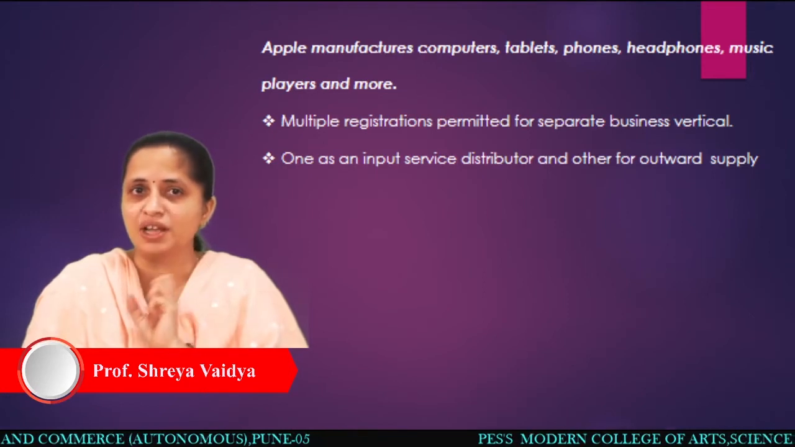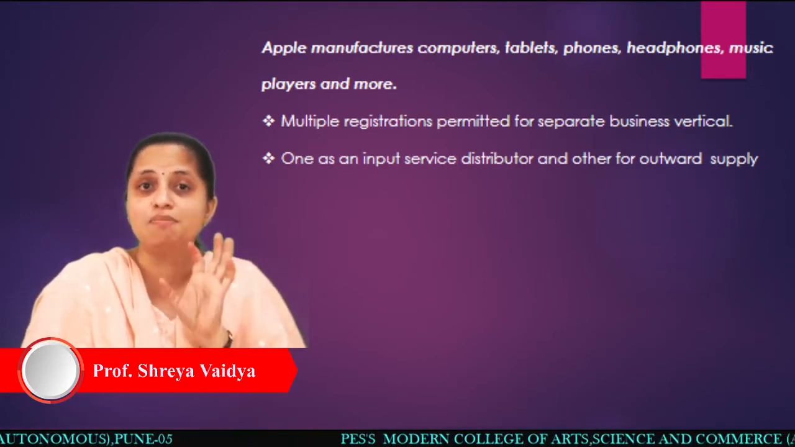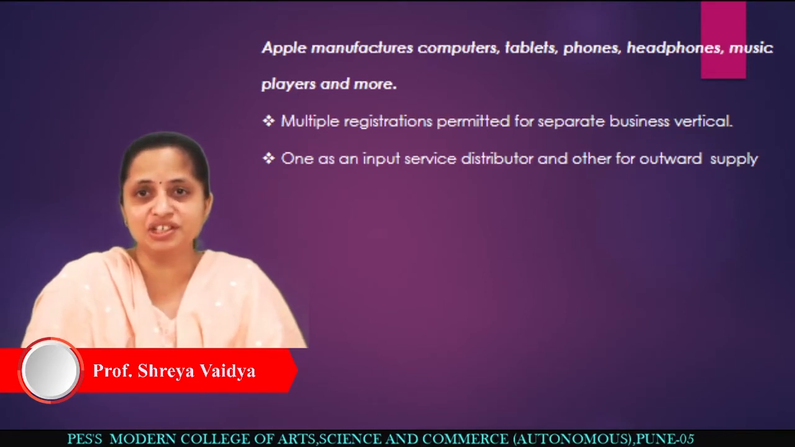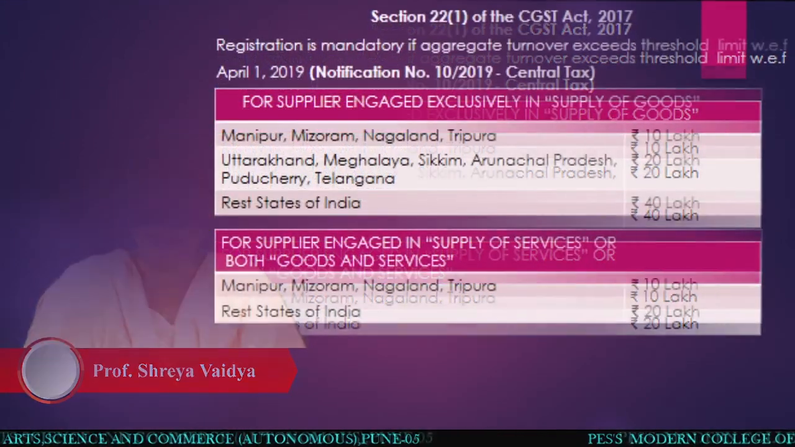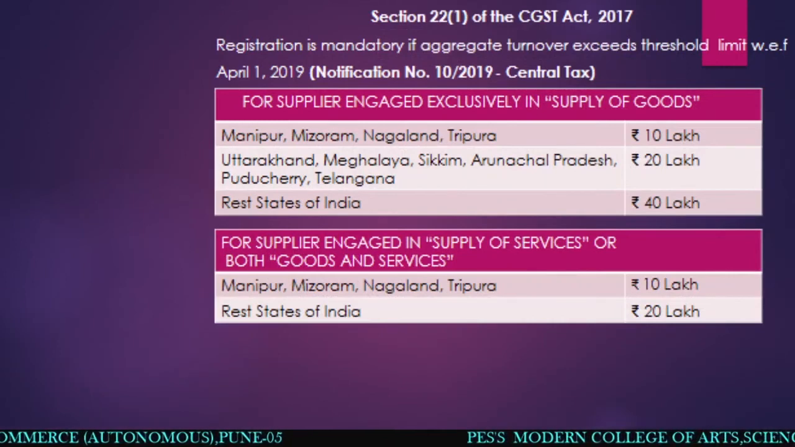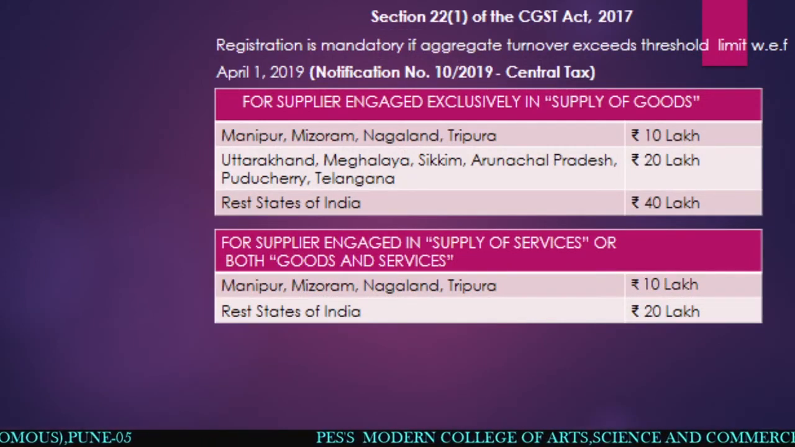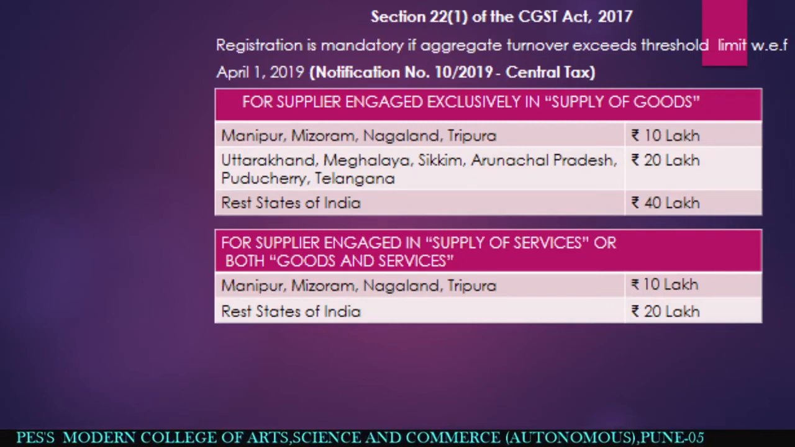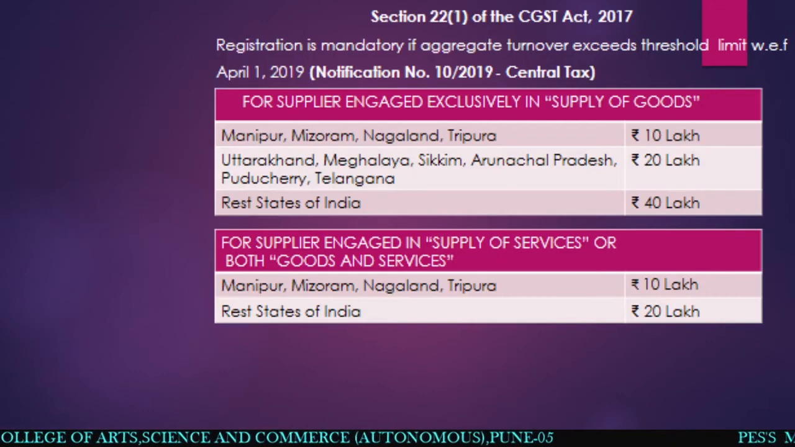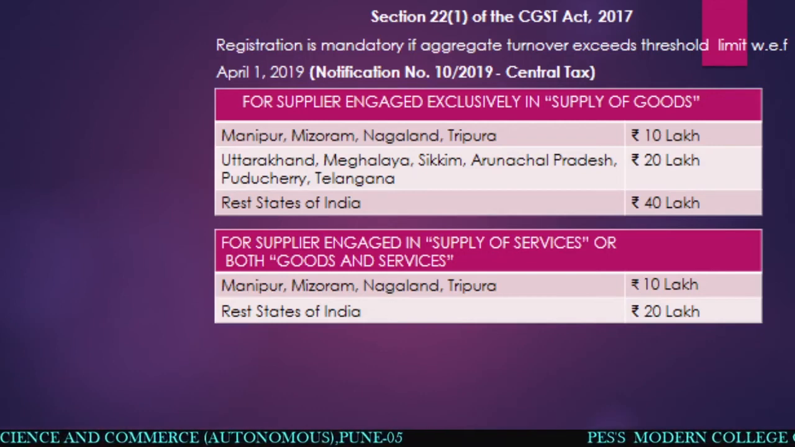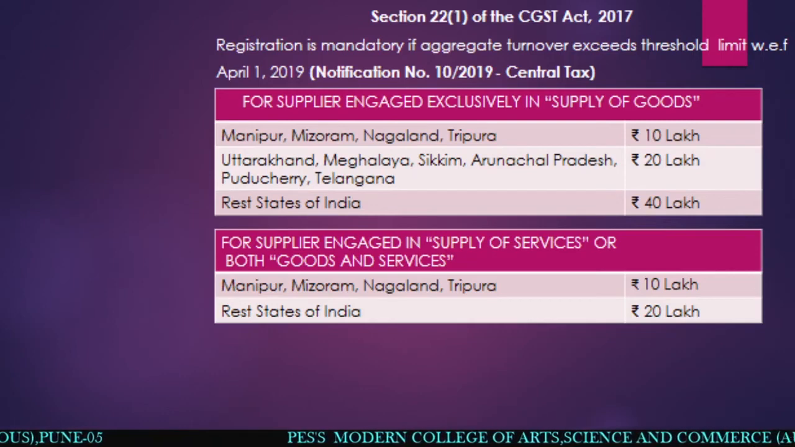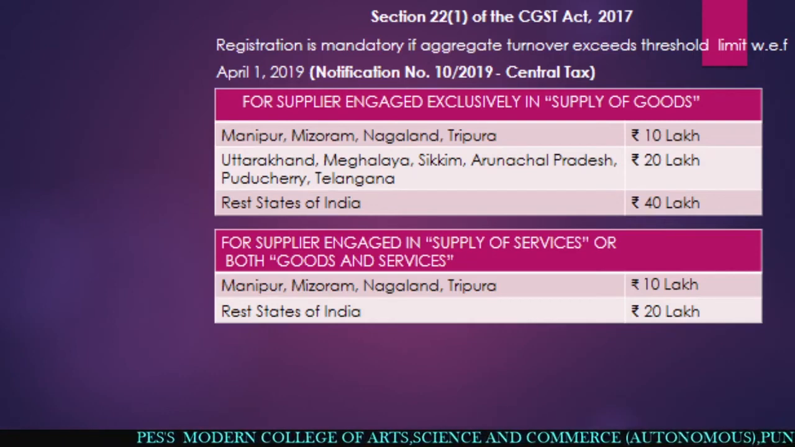Now under section 22(1) of the CGST Act, registration is mandatory if the aggregate turnover exceeds a certain limit. This notification was given in 2019 and is effective from 1st April 2019. For a supplier engaged exclusively in supply of goods, in the states of Manipur, Mizoram, Nagaland and Tripura, the threshold limit is rupees 10 lakh. While for Uttarakhand, Meghalaya, Sikkim, Arunachal Pradesh, Pondicherry and Telangana, that limit is 20 lakhs. For the rest of India, the aggregate turnover should exceed 40 lakhs for registration purposes.